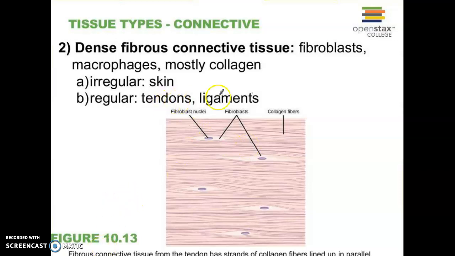We find them in tendons and ligaments. So tendons, again, are for connecting muscle to bone and allow movement. Ligaments are for connecting bones to bones. Please know the difference between the two. I think it's one of the main things that students really struggle to remember, the difference between the two.